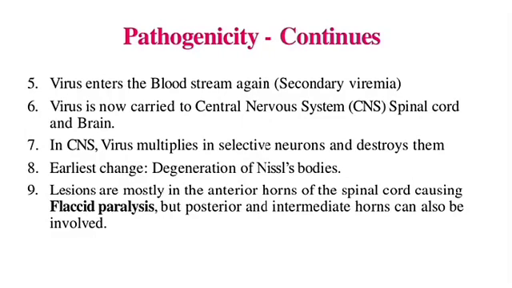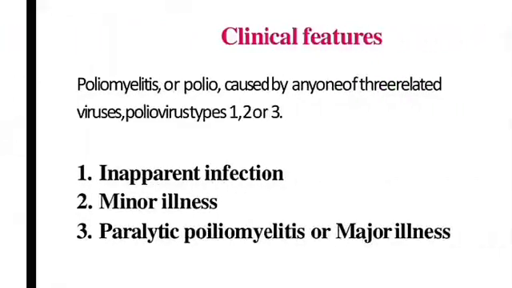Pathogenicity: the virus enters the bloodstream again. So now the virus is carried to the central nervous system, the spinal cord and the brain. In the CNS, the virus multiplies in the selected neurons and destroys them. We can see the earliest change, like degeneration of the Nissl bodies. Lesions are mostly in the anterior horns of the spinal cord, causing flaccid paralysis, but the posterior and the intermediate horns can also be involved.